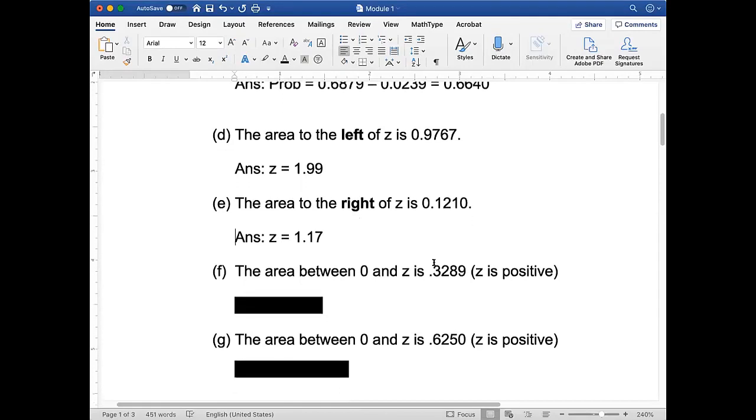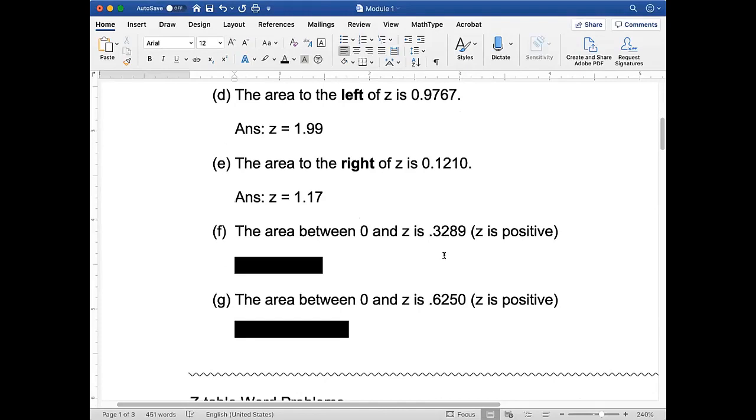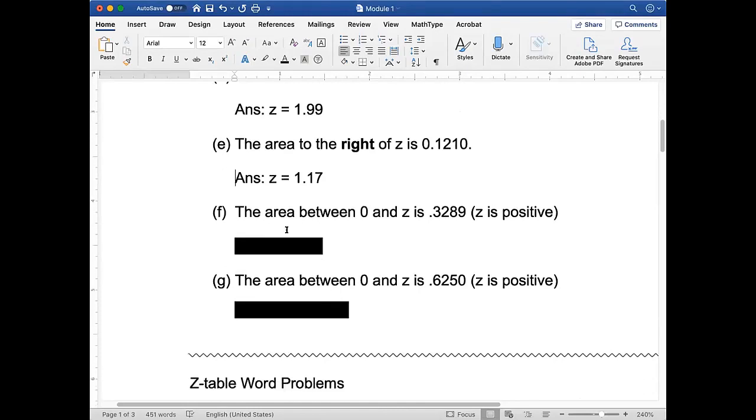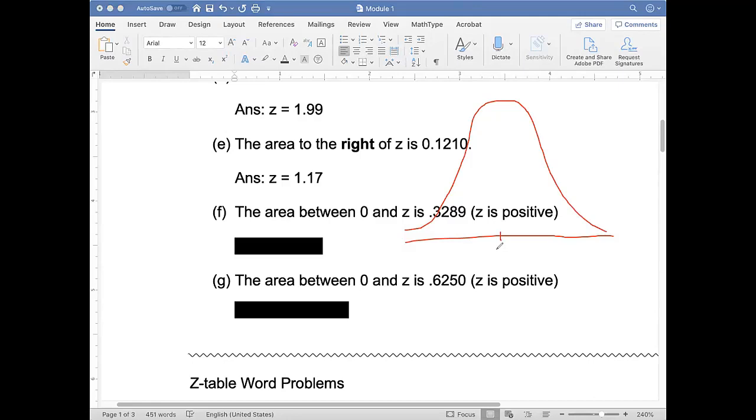Okay, good. And so this one, let's see. The area between 0 and z is 0.3289. I'm just going to quickly show you how I can draw this one. Make sure you have a bell curve, a fresh one here. So this is 0, and we know that z is positive, so it's going to be on the right-hand side. I don't know exactly where z is, I'm just going to draw it here. We know the area in between is about 32%, so the middle part is 0.3289.